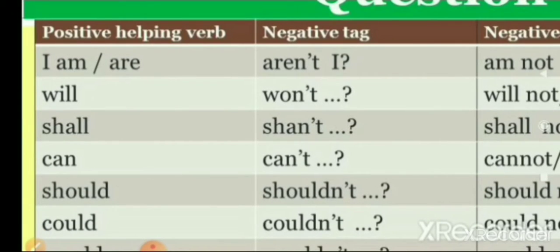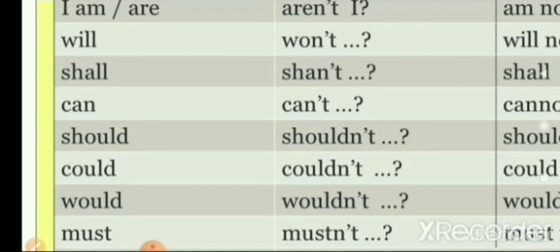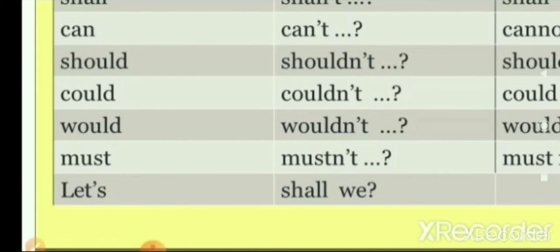When there is a helping verb will in the sentence, then it takes a negative tag, won't, followed by the subject. So likewise, shall, shan't, can, can't, should, shouldn't, could, couldn't, would, wouldn't, must, mustn't, let's. So whenever the sentence begins with let's, we have to use the tag as shall we.